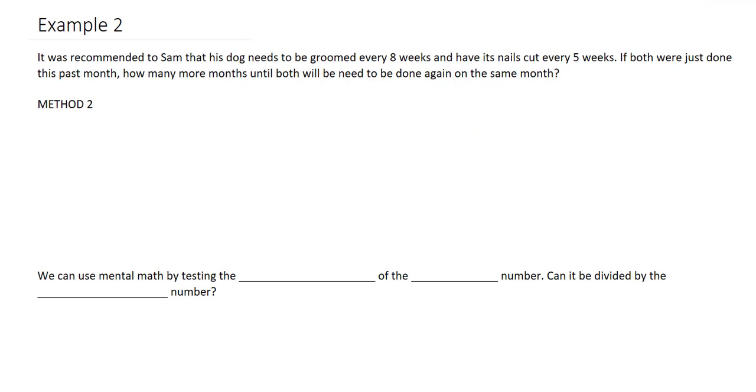So example 2. It's recommended to Sam that his dog needs to be groomed every 8 weeks and have his nails cut every 5 weeks. If both were just done this past month, how many more months until both will need to be done again on the same month? We can use mental math by testing the multiples of the bigger number, and we can do it by dividing it by the smaller number. And we're going to see if that would be the least common multiple. So let's go ahead and do that.